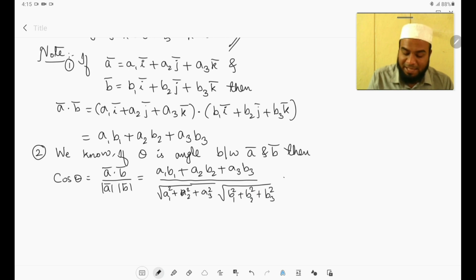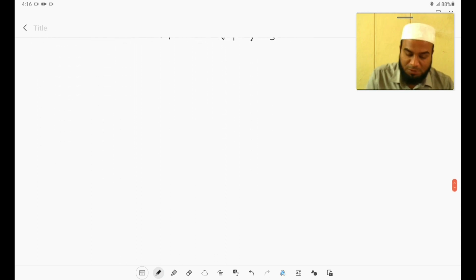If theta is the angle between the vectors a bar and b bar, then cos theta is nothing but a1 b1 plus a2 b2 plus a3 b3 by square root of a1 square plus a2 square plus a3 square into square root of b1 square plus b2 square plus b3 square, right? So these are the formulae for finding the angle between the vectors a bar and b bar. Now we will see two problems on this. Whatever formulae we have just derived, on these formulae we will see a few problems. So next, problems.